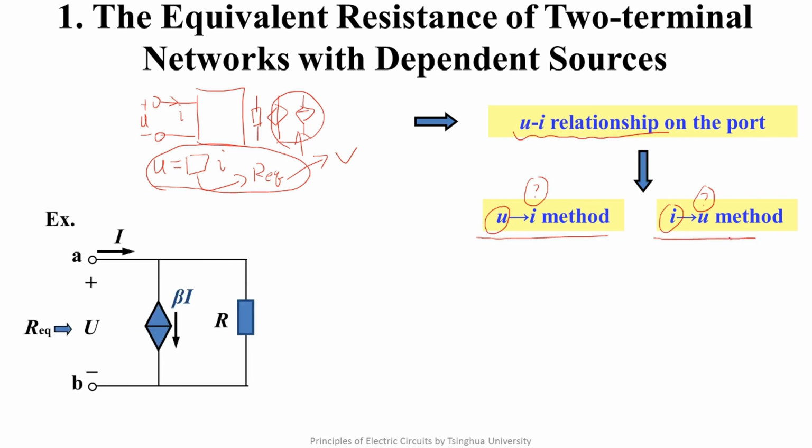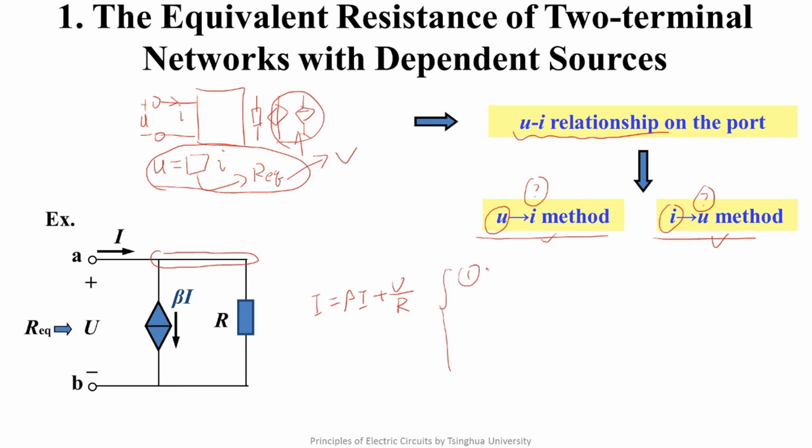Next, let's look at an example. This is a two-terminal network. There are two parallel branches in a sub-circuit. Obviously, by writing KCL on the node, we get I equals beta I plus U over R. This equation needs to be listed no matter which kind of method is used.